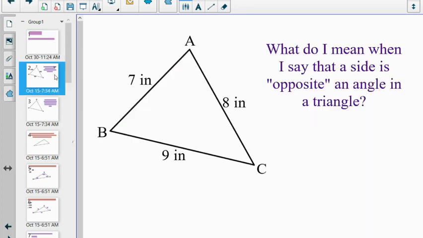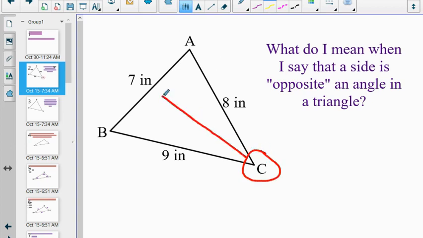Ranking sides and angles. We're going to talk about the lengths of sides relative to opposite angles, which means we need to talk about what it means for angles to be opposite. If I say which side is opposite angle C, well, angle C is down here. The side that's opposite on the other side of the triangle, that would be segment AB. Segment AB is opposite angle C. Segment AC is opposite angle B, and segment BC is opposite angle A. It's the one on the opposite side of the triangle.